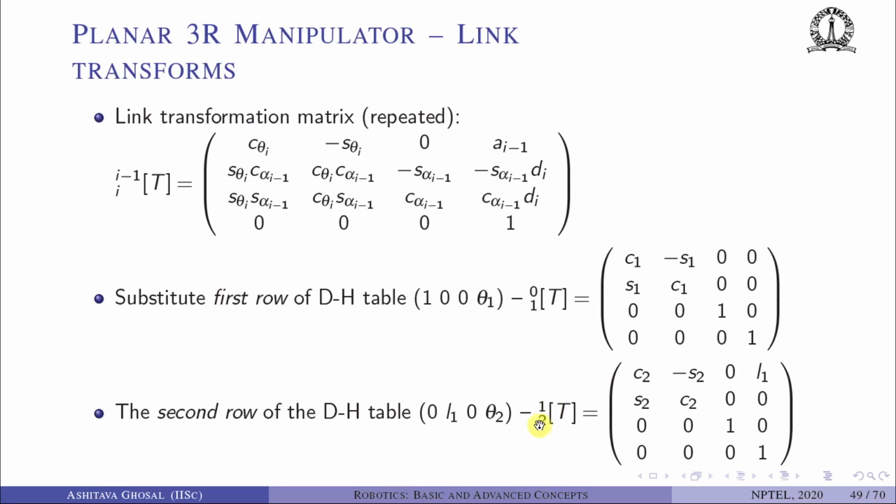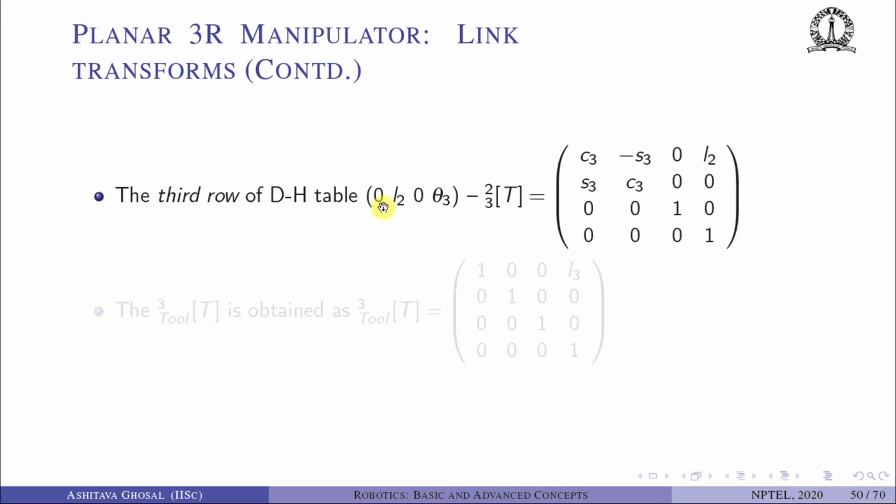To obtain the transformation matrix 2 with respect to 1, we substitute the second row. So what was the second row? 0 L1 0 theta 2. If you substitute 0 L1 0 theta 2 here, we will get cos theta 2, minus sin theta 2, 0, L1 because a_{i-1} is L1, and then S2 C2 0 0, 0 0 1 0, and then 3 zeros 1. So it's very straightforward. We just pick whatever is in the row of the DH table and substitute in this link transformation matrix. Third row is 0 L2 0 theta 3. So the transformation matrix 3 with respect to 2 is given by this.